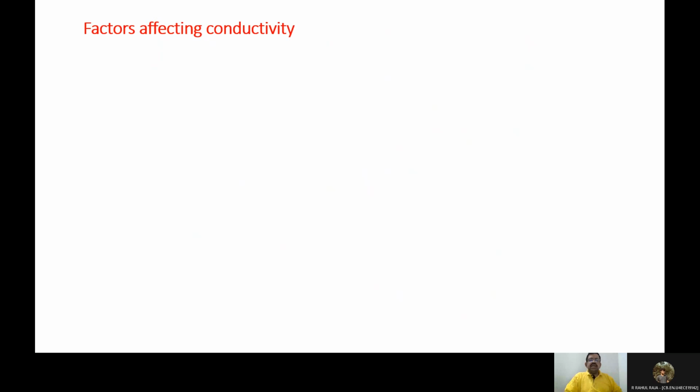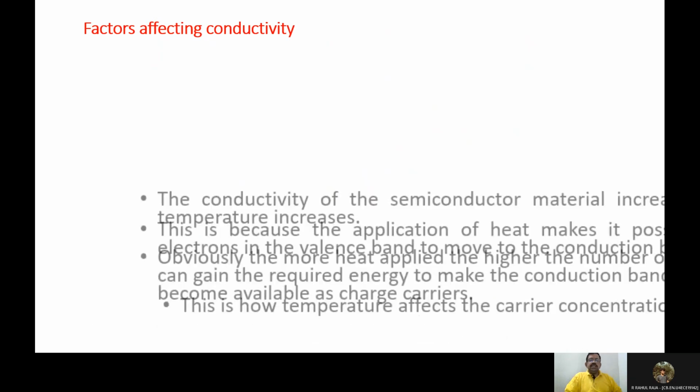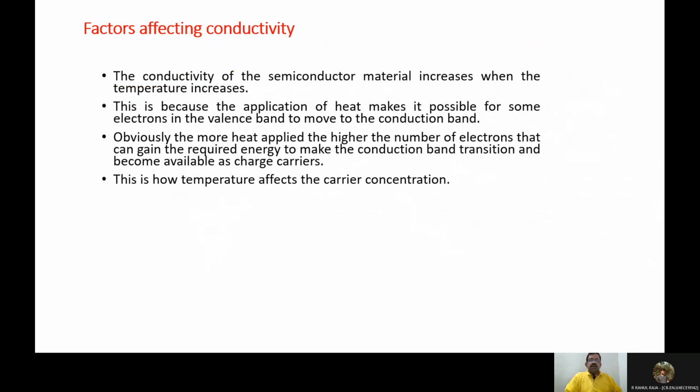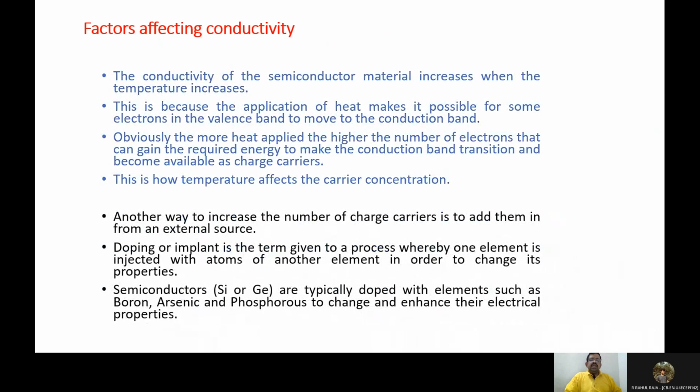So factors affecting conductivity: one is the temperature, the other is the dopant. These are self-explanatory, which we have already discussed in the class. As you apply more heat, you are able to generate more electrons hopping to the conduction band. Therefore, you are going to have more charge carriers. So this is how temperature affects the carrier concentration. Now, another way to increase the number of charge carriers is to add the dopant.